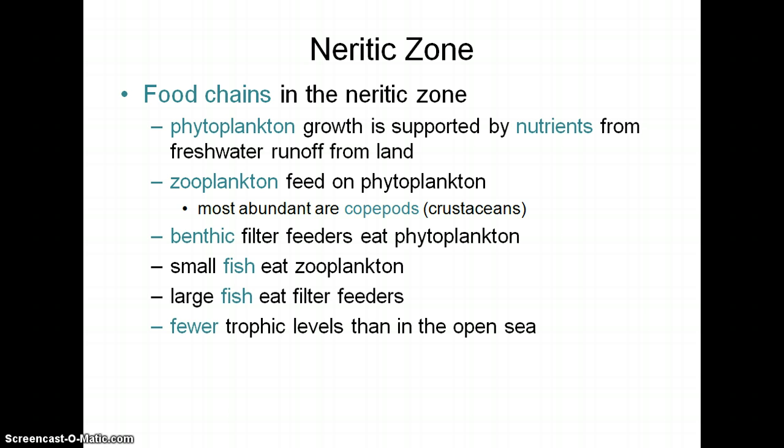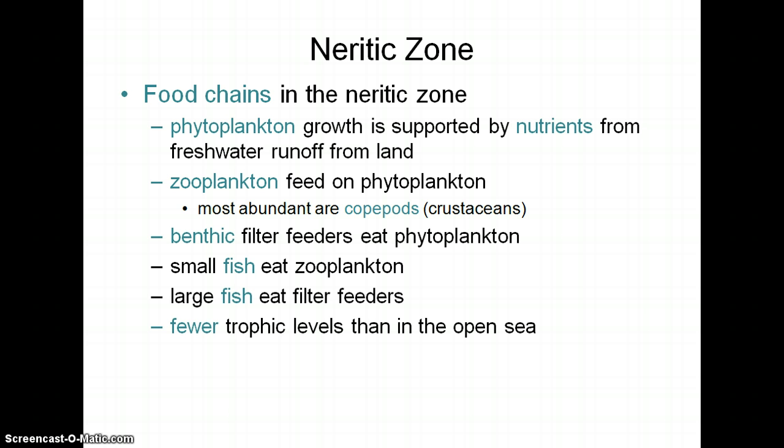Okay, and so from all of the phytoplankton that are able to be supported by the nutrients that are run off from the land, you get tons and tons of zooplankton. The majority of the zooplankton you will find in the Neritic Zone are copepods, but you'll also have lots and lots of different types of larvae from different benthic animals and also pelagic animals as well, like fish and stuff like that. So you get lots and lots of zooplankton, but the most abundant are the copepods.